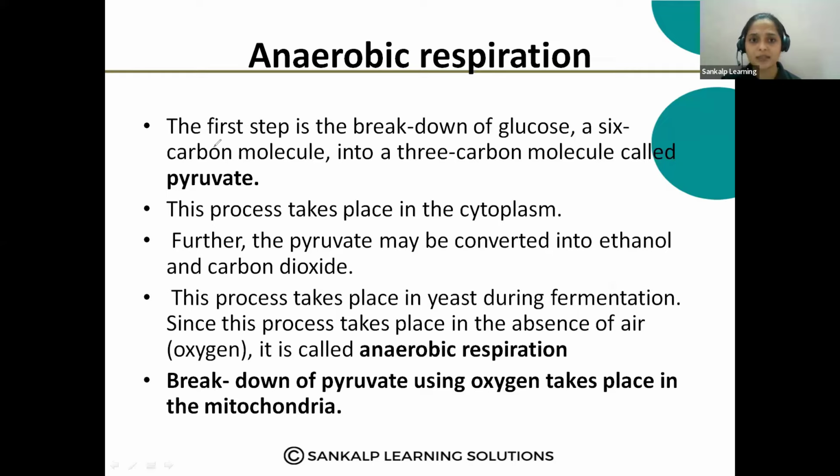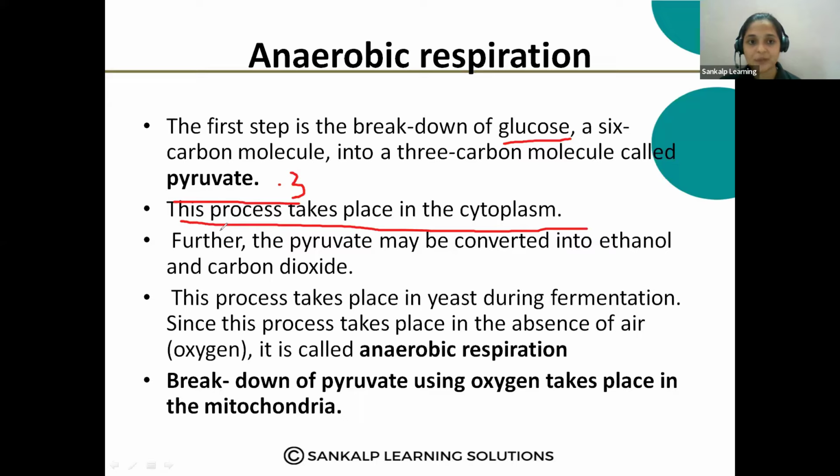Glucose is already taken into our body through the nutrition process, right? The glucose is a 6 carbon molecule. C6H12O6 is the formula of glucose, so there are 6 carbon atoms. In the first step of respiration, the glucose molecule breaks down into pyruvate. Pyruvate is a 3 carbon molecule. This process takes place in the cytoplasm. So in anaerobic respiration, the first step is glucose breaking down into pyruvate, in the cytoplasm.